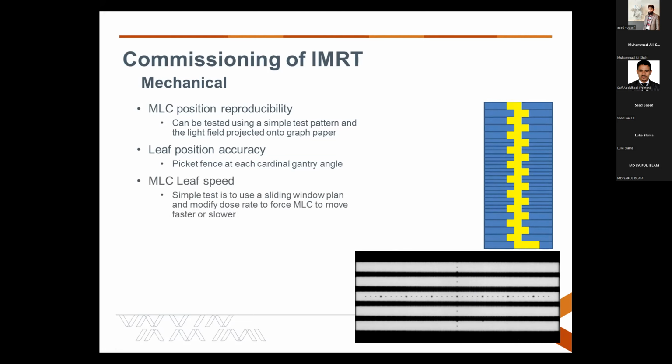MLC leaf speed. In our department, we use the Ling test, which I'll talk about a bit later. But a very simple test you can use to test if MLC leaf speed effects are present is a sliding window plan. This is where the MLCs just sweep from one side to the other with a small MLC gap. Measure that with an ion chamber and modify the dose rate to force the MLCs to move faster or slower, and then compare the dose you measure. It should always be the same if you don't have any effects of MLC leaf speed affecting your dose.